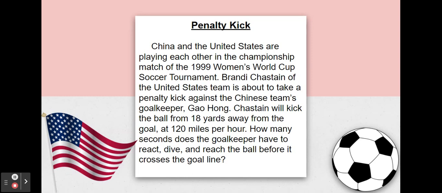Penalty kick. China and the United States are playing each other in the championship match of the 1999 Women's World Cup soccer tournament. Brandi Chastain of the United States team is about to take a penalty kick against the Chinese team's goalkeeper, Gao Heng. Chastain will kick the ball from 18 yards away from the goal at 120 miles per hour. How many seconds does the goalkeeper have to react, dive, and reach the ball before it crosses the goal line?